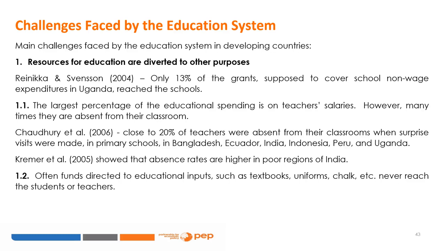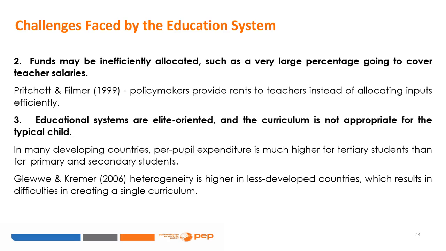Often funds directed to educational inputs such as textbooks, uniforms, chalk, etc., never reach the students or the teachers. The second problem is that in many developing countries, funds may be inefficiently allocated, such as very large percentages going to cover teachers' salaries. Pritchett and Filmer, 1999, claim that policymakers provide rents to teachers instead of allocating inputs efficiently.